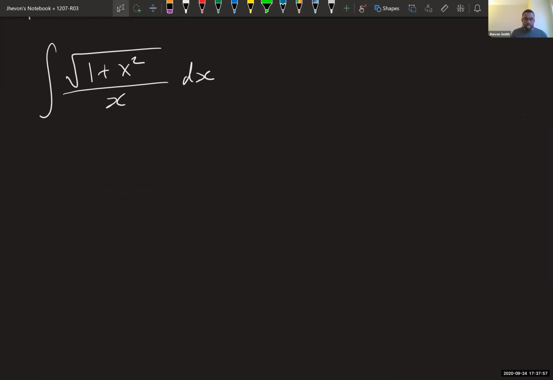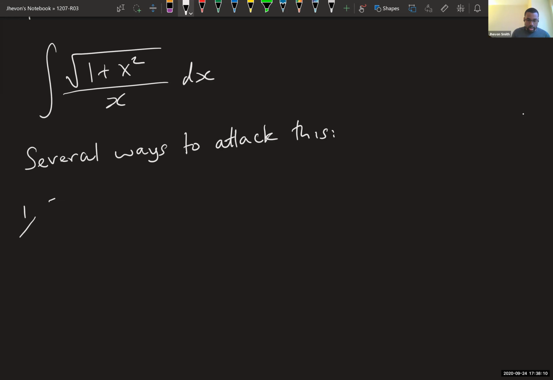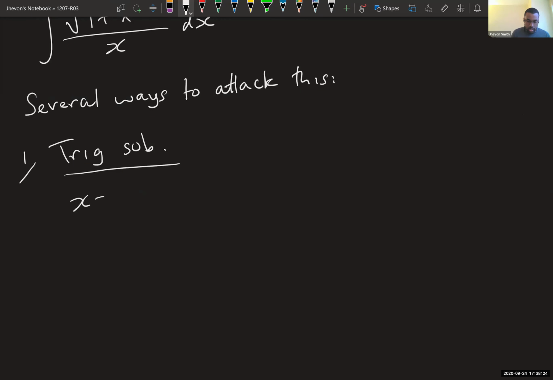Let's actually do that. There are several ways to attack this. One way is to do a trig sub. It was in the section on trig sub, after all. What would be the correct trig sub here? Tan theta, sorry. Right, x equals tan theta. So your dx here will be secant squared theta d theta.